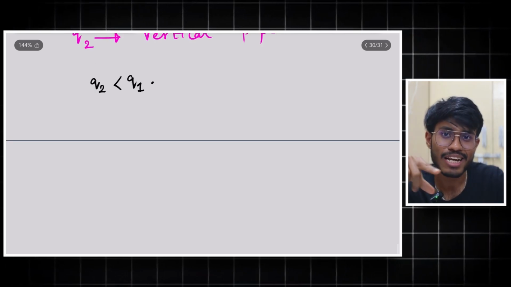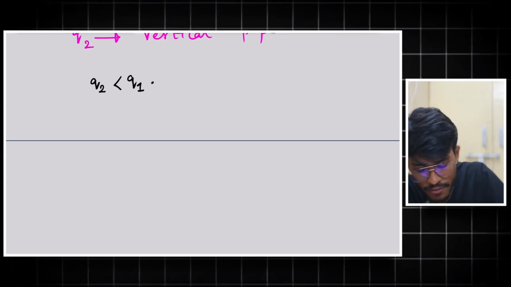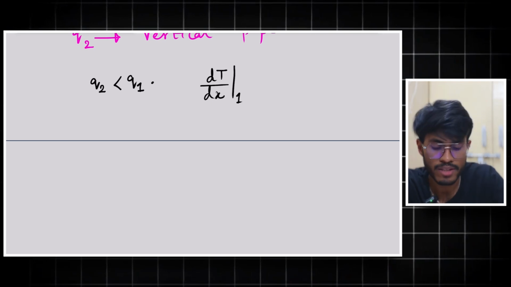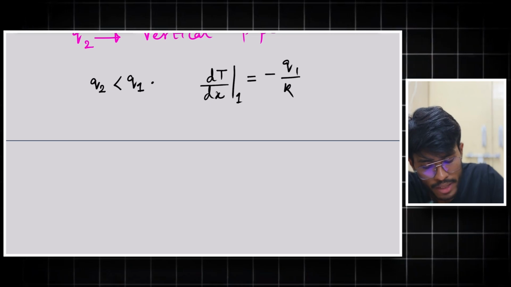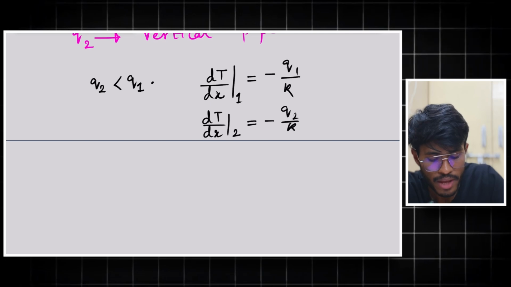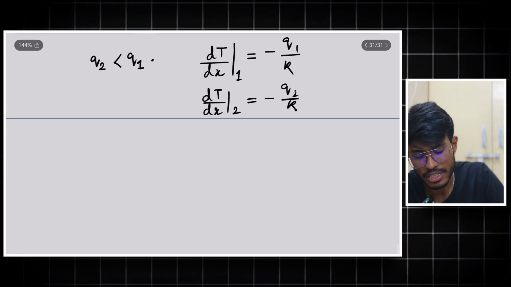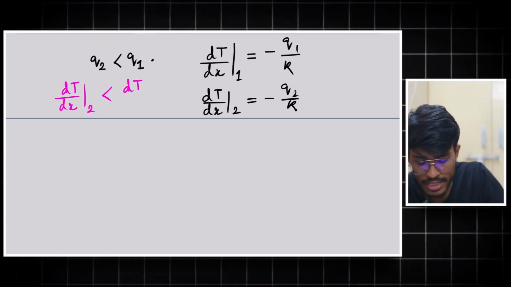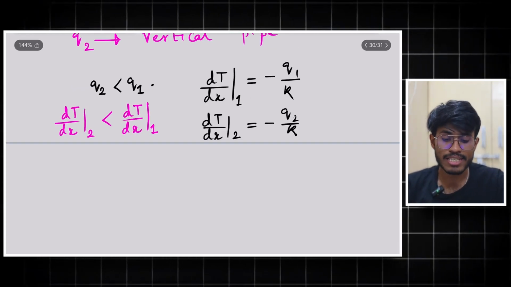But still, inside the bar, there will be only 1D conduction. So previously, my dT/dx1, that is the dT/dx for the previous case, was minus Q1 by K. Now my dT/dx2 is equal to minus Q2 by K. That means my dT/dx2 will be less than dT/dx1. This is the magic. So dT/dx2 will be less than dT/dx1 because my Q2 is less than Q1.